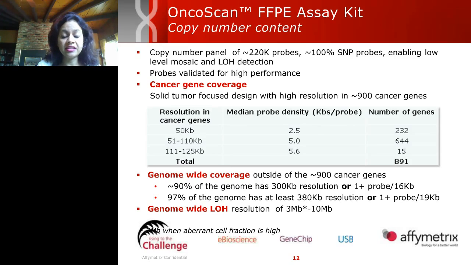Like I said, it's a whole genome product, but very high coverage in well-characterized cancer genes. And these genes were selected using the Sanger and CCMC databases. And you have very high exquisite probe density on those, in the range of 1 probe to 2 or 5 kb, which allows a very high resolution of at least 50 kbs on these genes. But then beyond those 900 cancer genes, you get genome-wide resolution of 300 to 380 kb.